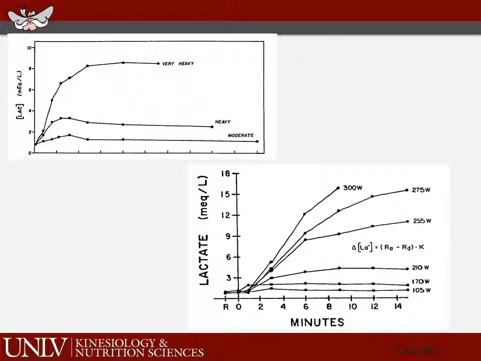And that equation there is the change in the concentration of blood lactate, which is a component of RA, the rate of creation, and RD, the rate of removal from the blood. I don't know what the constant is, but maybe that is the workload. But 300 watts is the highest workload, and you can see how there's a greater slope to that line, but it also has a greater concentration.